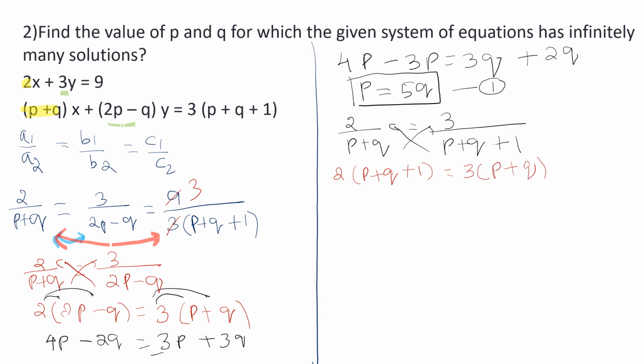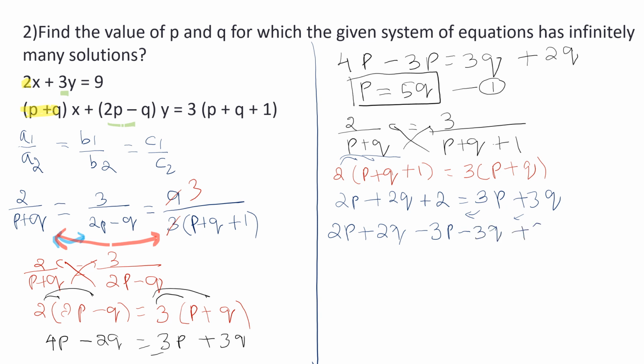So we need to distribute. Don't forget to distribute for all the terms. So we get 2p plus 2q plus 2 is equal to 3p plus 3q. Now bring all the variables to one side. So we get 2p plus 2q minus 3p minus 3q plus 2 equal to 0. We all know 2p minus 3p are like terms, we need to simplify. 2p minus 3p is minus p. 2q minus 3q is minus q, plus 2 equal to 0.